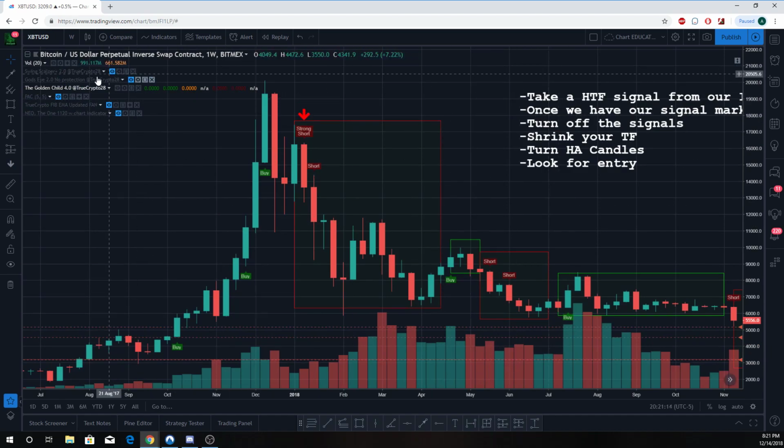Here's our system. I'm going to turn off the golden child. Why? Because we already marked it. Turn off the signal. We don't want to see them when we go to the lower time frame. It's just going to confuse us.